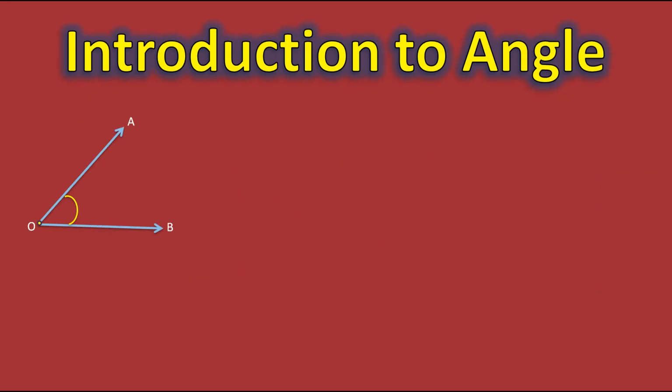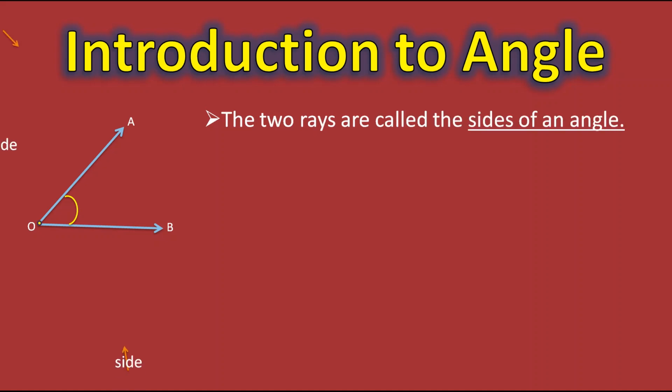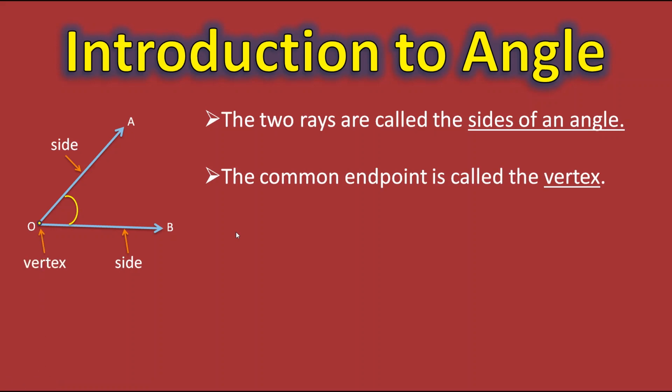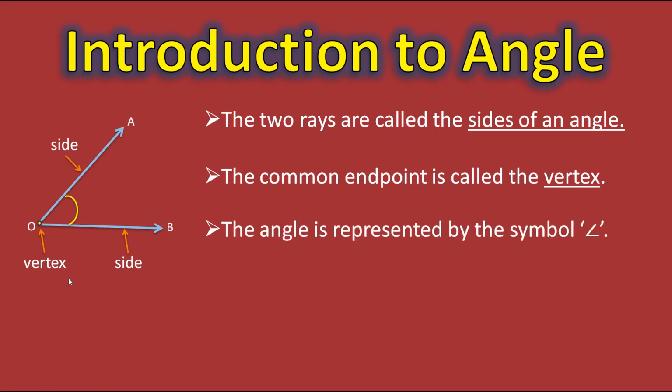Now, this is an angle, you understood. Here, the two rays are called the sides of an angle. Next comes the common endpoint which is shared by these two rays, which is called the vertex. Next, the angle is represented by this symbol. Whenever you write the name of an angle, you have to first write this symbol.